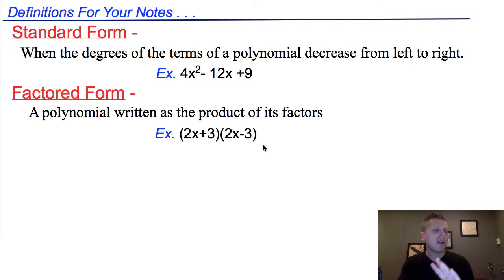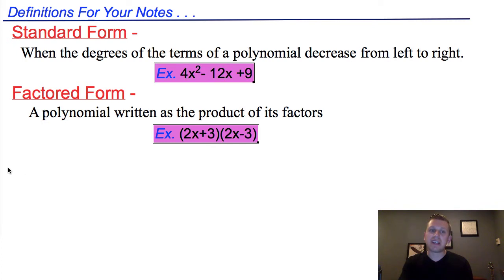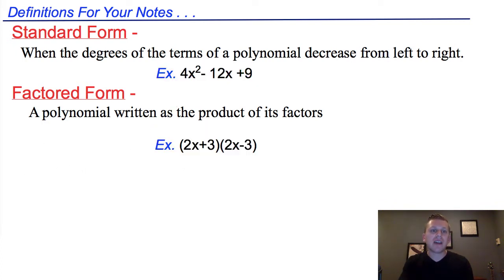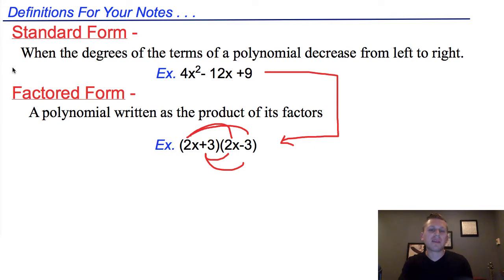But you might wonder, how do I get back and forth from factored form to standard form? To get from factored form to standard form is actually pretty easy. All you have to do there is FOIL, and I'm sure you're familiar with how to do that. If I do this double distributing process, what I'm going to get is the group of terms above, 4x squared minus 12x plus 9. However, going from standard form to factored form is more difficult and is something that we're going to discuss in a lot of detail.